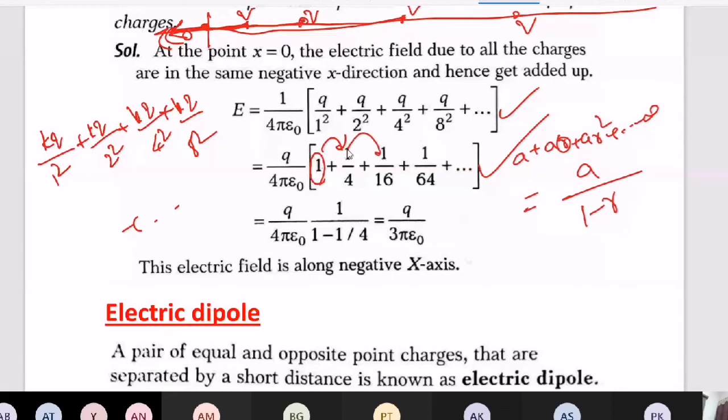If you multiply 1 by 4, the third term will come. If you multiply 1 by 4, the fourth term will come. So what is the R value here? 1 by 4. So that A by 1 minus R, so you will get the answer.